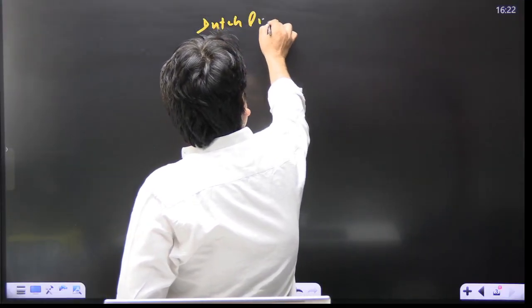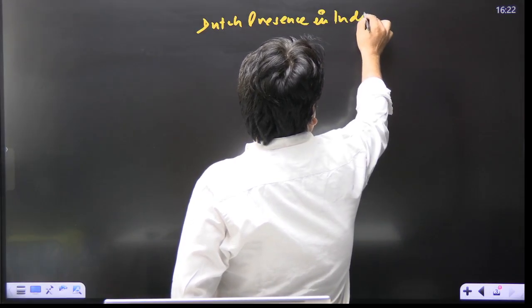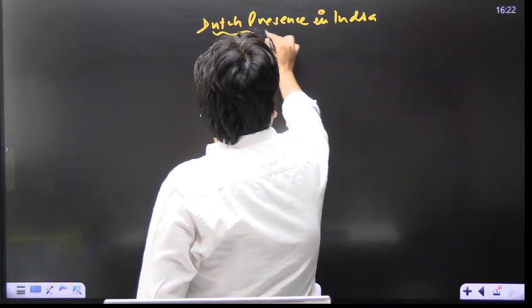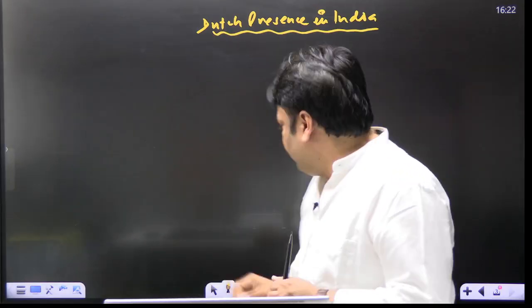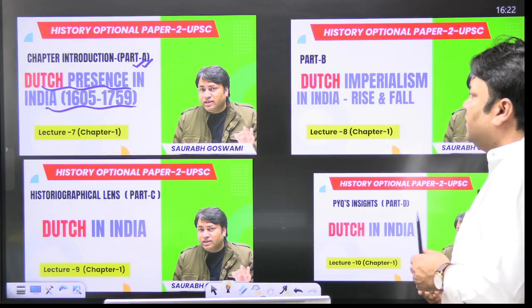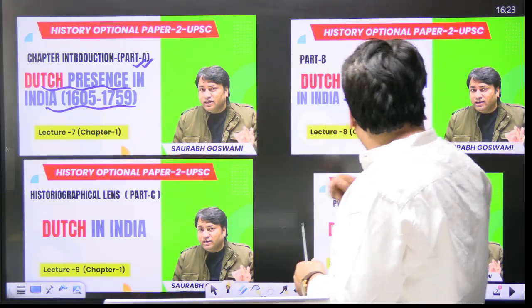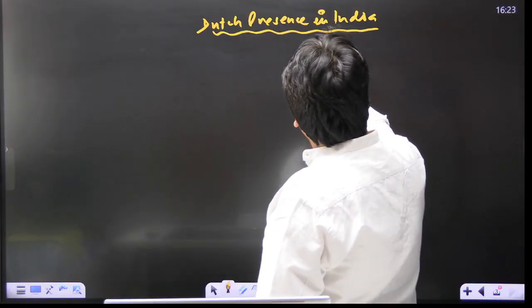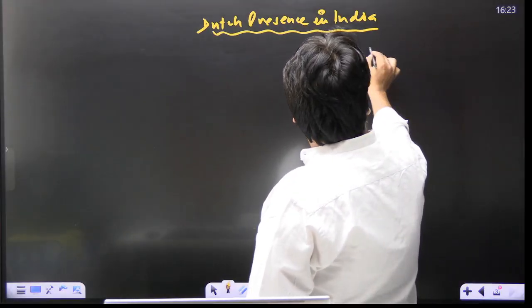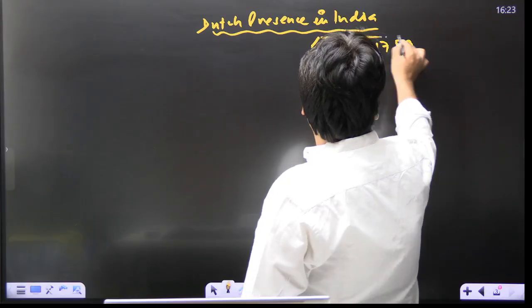Dutch presence in India. And on the thumbnail of this topic, what I have written here is the Dutch presence in India from 1605 to 1759. So this is very important. Why 1605 and why till 1759 AD? This we need to understand.